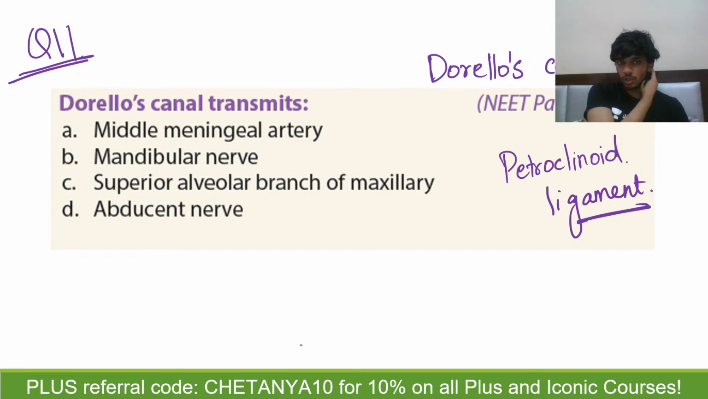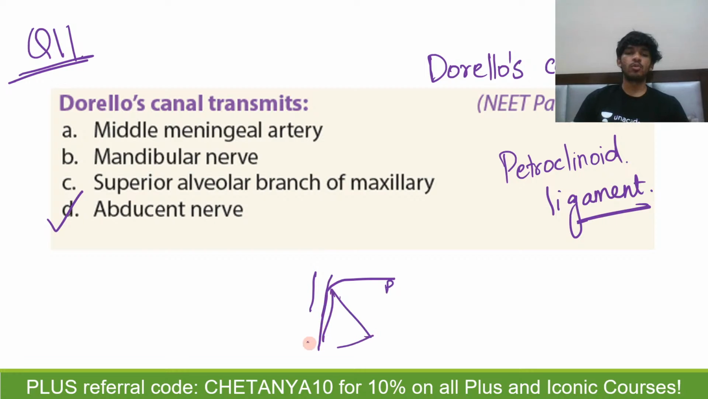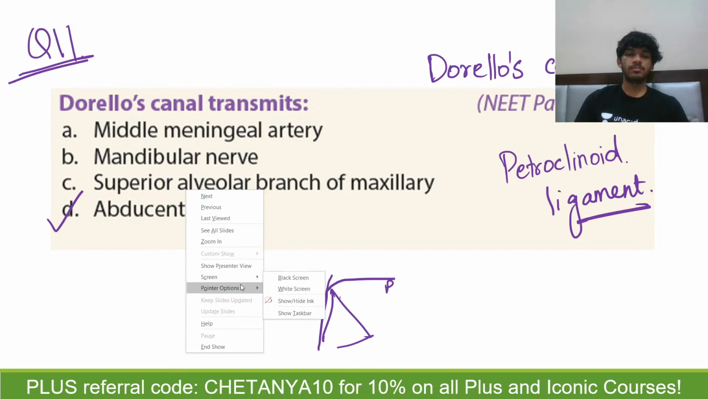what is the answer, doctors? Answer is D, abducens nerve. Absolutely correct. This is your clivus. Here you have a sharp turn into the petrous part of the temporal bone. So here is the petrous part of the temporal bone. Here you will have the clinoid processes. There is a folding of the dura mater in which, on the apex of the petrous part of the temporal bone, the abducens nerve takes a sharp turn. The abducens nerve has a very sharp turn here.